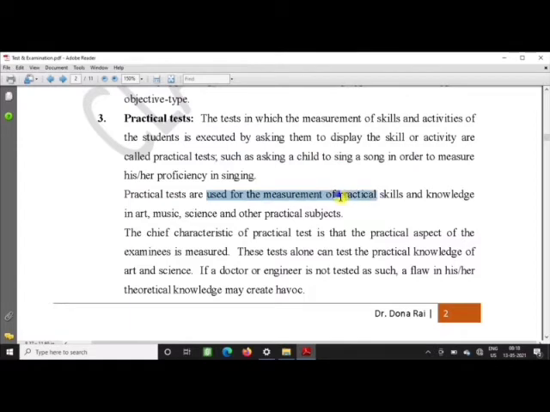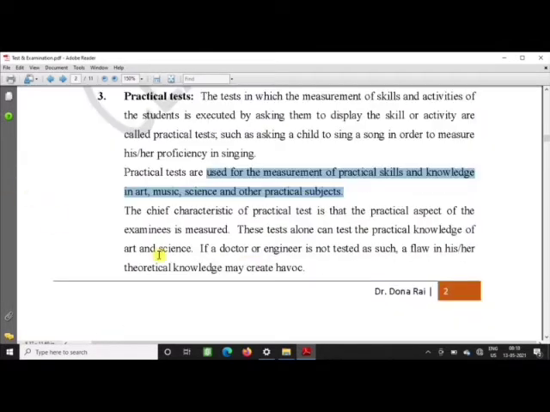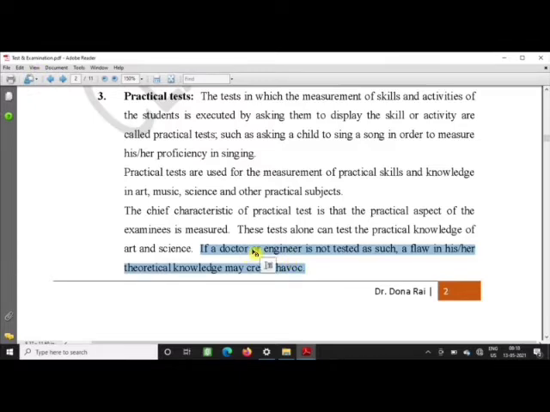Practical tests are used for the measurement of practical skills and knowledge in art, music, science and other practical subjects. Okay, and why are practical tests important? Because if a doctor or an engineer is not tested as such, a flaw in his or her theoretical knowledge may create havoc. Because practical skills need to be tested. If it is not tested and only theoretical knowledge is given to them, their theoretical knowledge may not match up with the practical situation that may arise, and it will simply create problems.